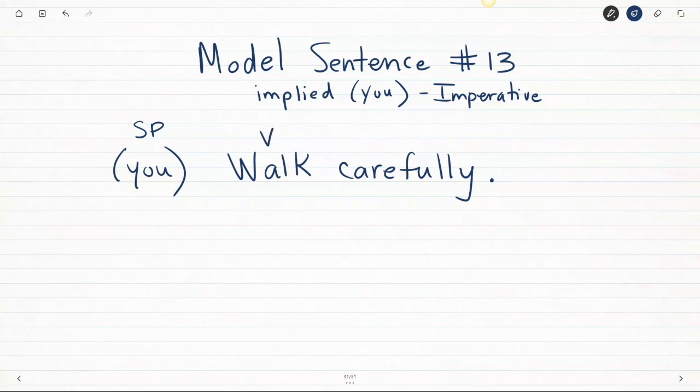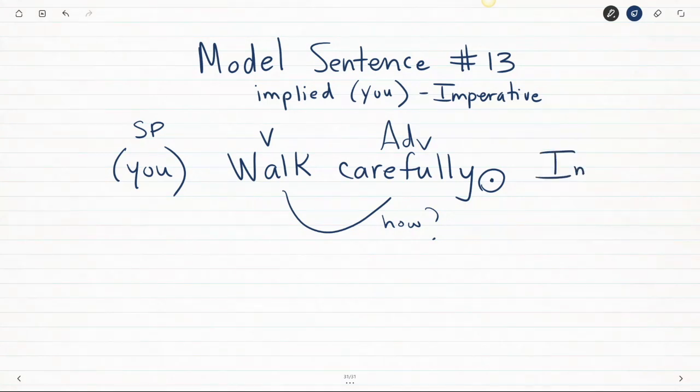Walk, so walk is my verb. Walk how? Carefully. Carefully is an adverb. Now go to the end of my sentence. I have a period, but in this case I'm not making a declaration. This is not a statement. This is a command. So I'm going to say period, command, imperative sentence. And I'm going to put a little IMP there at the end of my sentence.